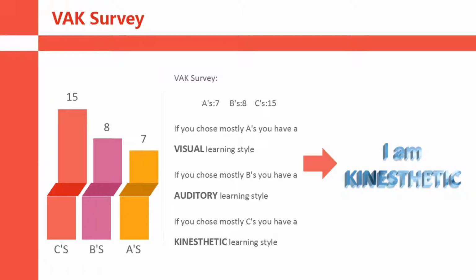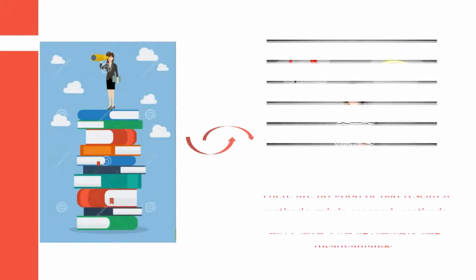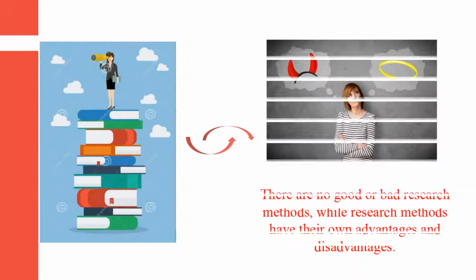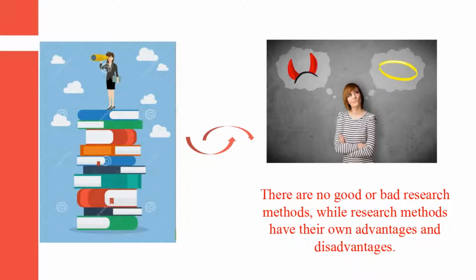According to the VAK test results, I am kinesthetic. That is, I like acquiring knowledge by myself. So, I read the research methods for business students books and articles, written by Saunders, Lewis and Thornhill, and I hope to complete the study through action. By reading books and articles, I acquired a preliminary understanding of how to choose the research method, which was a great help for me in completing this research.